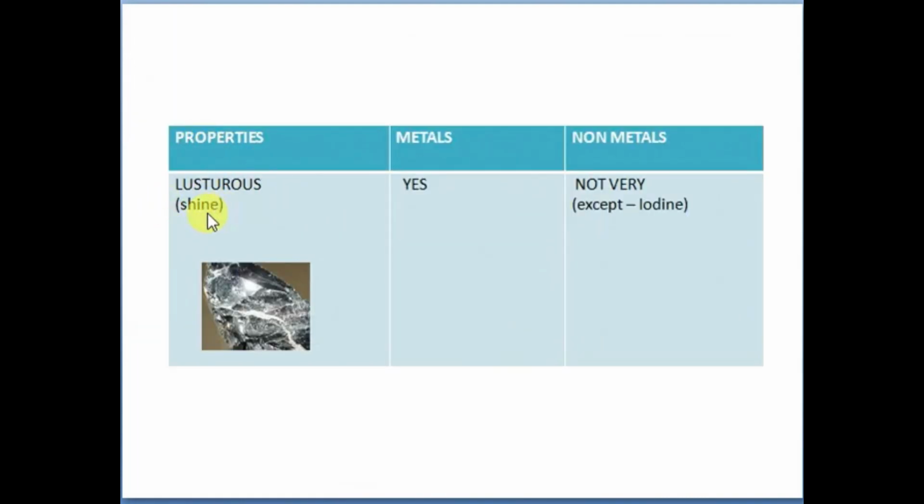Then next we have luster. Metals are highly lustrous, and non-metals are not very lustrous. Here the exception is iodine. Except iodine, you'll hardly find any non-metal that is lustrous. The NaCl, the salt we use, and the iodine we use, they are somewhat lustrous. So these were the properties of metals and non-metals.